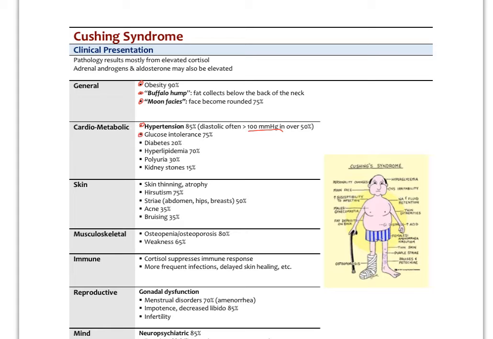Glucose intolerance and actual type 2 diabetes. Hyperlipidemia, usually with high LDL, low HDL, and high triglycerides. Polyuria and kidney stones. Thinning and atrophy of the skin, because remember, excess cortisol prevents repair and regeneration of the skin. Hirsutism, usually from the elevated androgens like DHEA. Purple striae in the abdomen, hips, and breasts. Acne, and then easy bruising. These would all be skin manifestations of Cushing's syndrome.